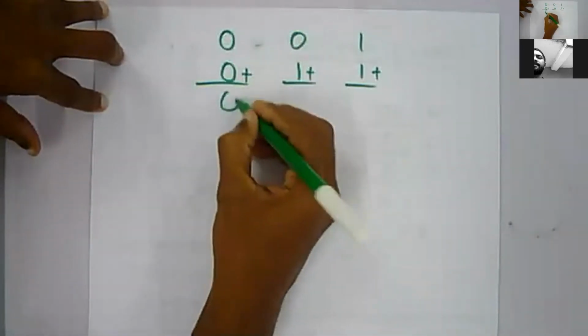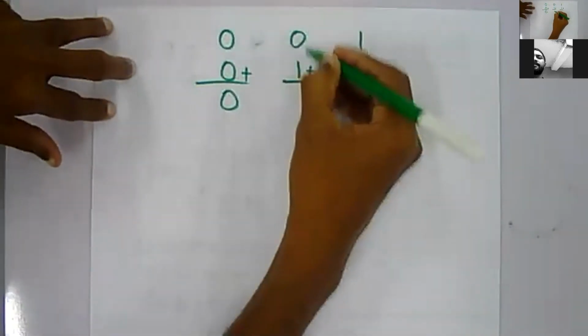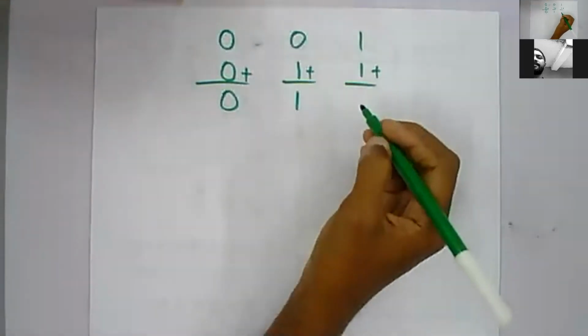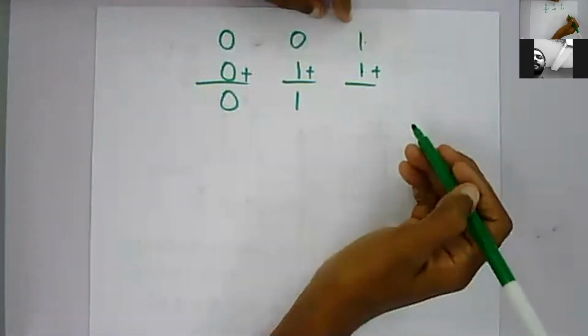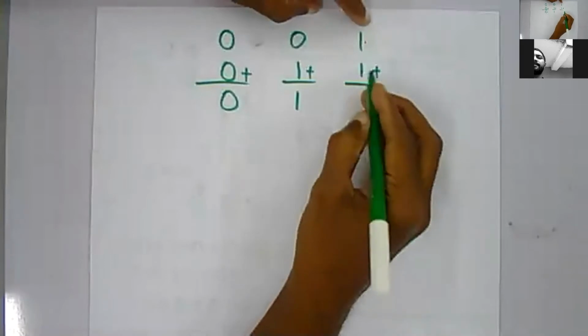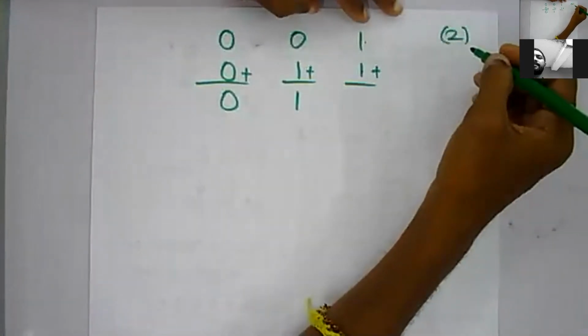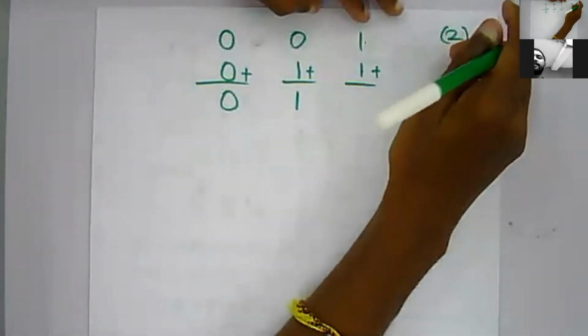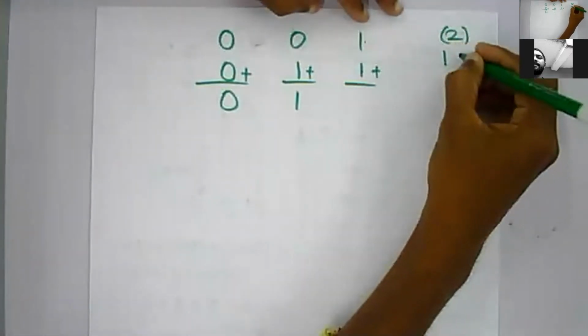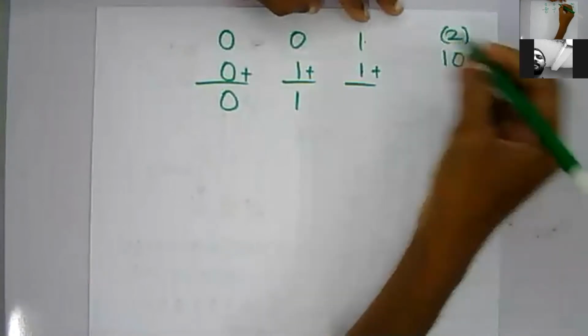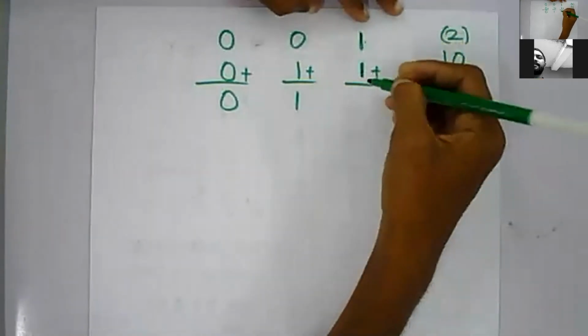Right, 0 plus 0 is 0, as we all know, right? 0 plus 1 is 1, as we all know. Again, 1 plus 1, here comes the problem, right? So 1 plus 1 is actually 2 in the decimal number system, even in the binary number system, so 2 becomes 1, 0, right? So 1 plus 1 becomes 1, 0.